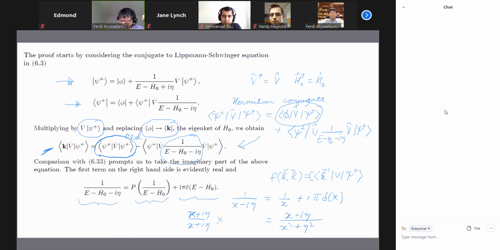Yep. So then we understand that eta is a small number, so infinitesimal. So the real part is just 1 upon x, because this goes to 0. And the imaginary part becomes eta upon x squared plus eta squared like this. And that is a delta function times pi. That's when you take the limit eta goes to 0. So that's why you get this expression here.